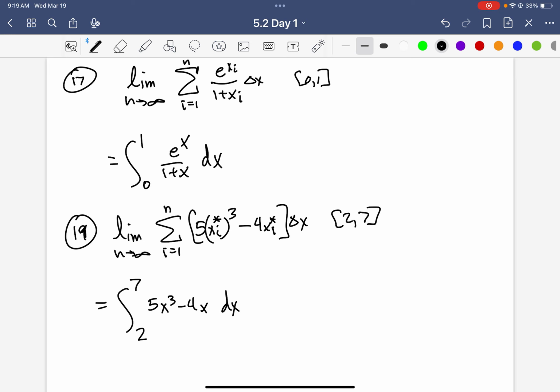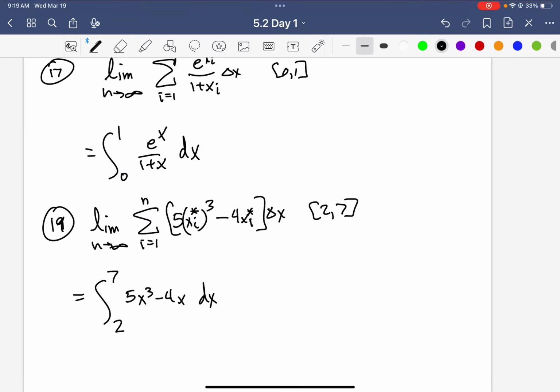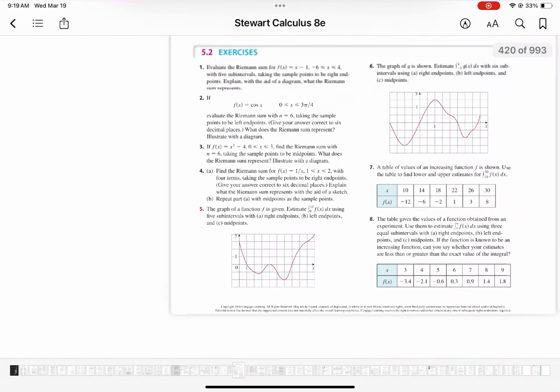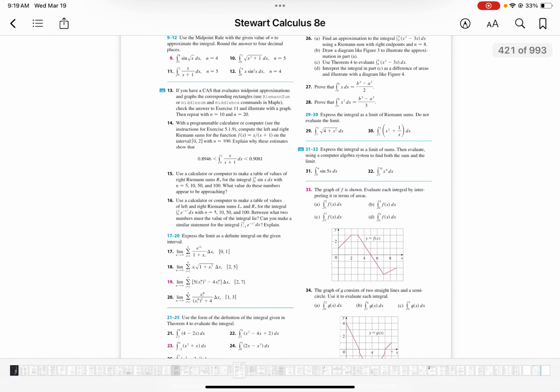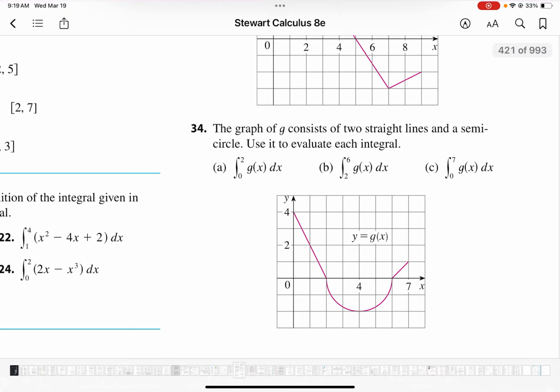Now we move on to 34. Just double check, 17, 19. Let's now do 34. When you're looking at 34, what does it want? 34 is a picture. Let's go over to the textbook and look at 34. So here's 34 down here. Let me take a picture for you.